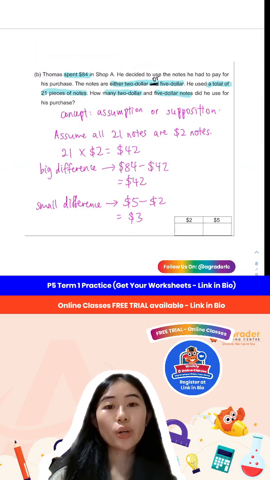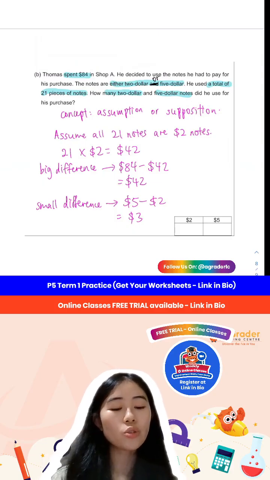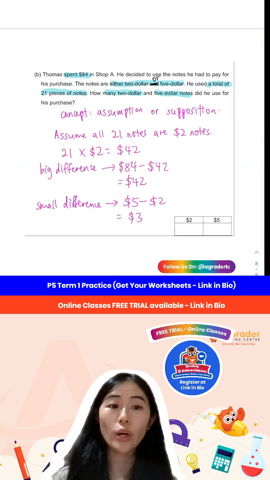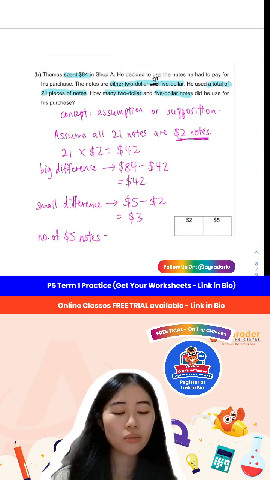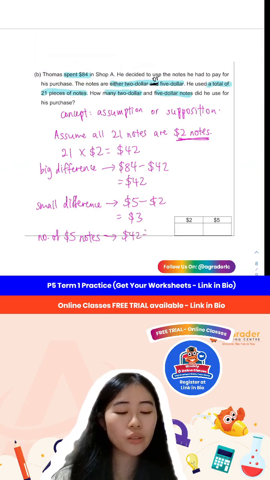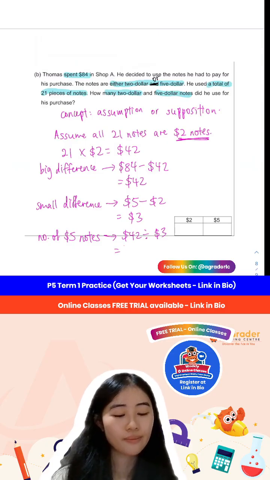After that, you are gonna divide your big difference by your small difference. That will give you the opposite of what you assumed. You assumed that they are $2 notes, right? So you will get the number of $5 notes instead. When you divide the big difference by the small difference, you get 14.